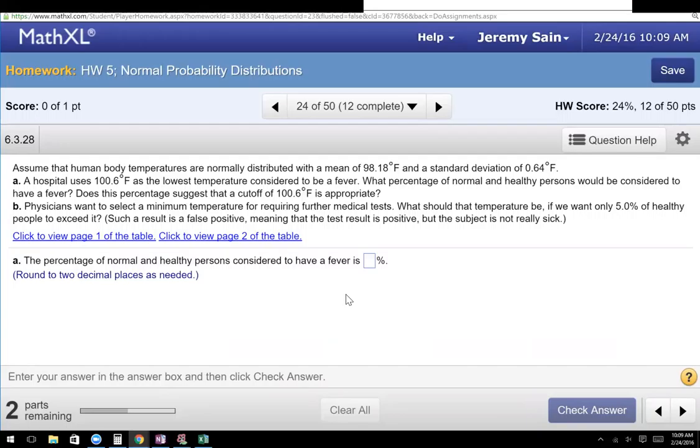All right, so again, here we know the value we care about. We have 100.6. But now we want to know, hey, what's the probability? So are we using dist or inverse?